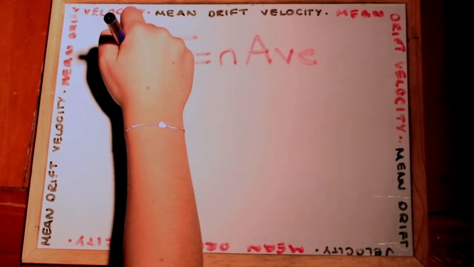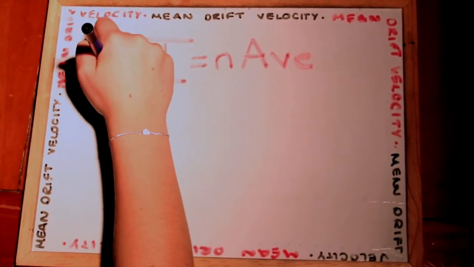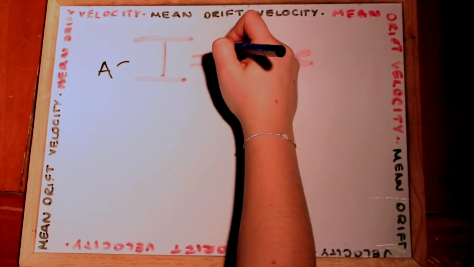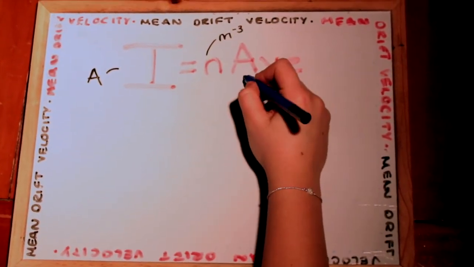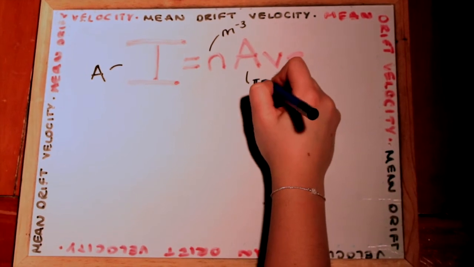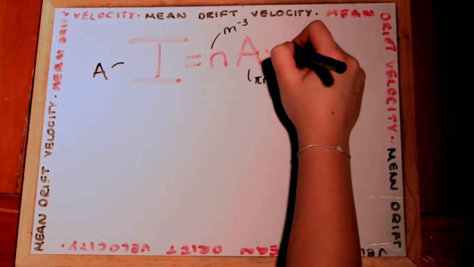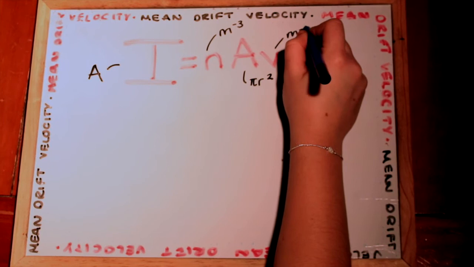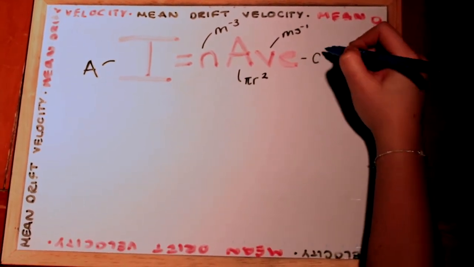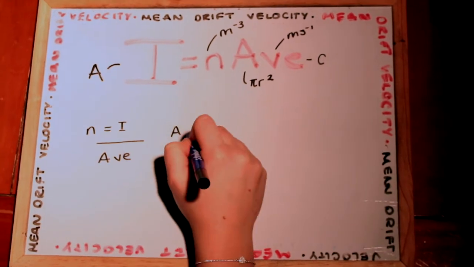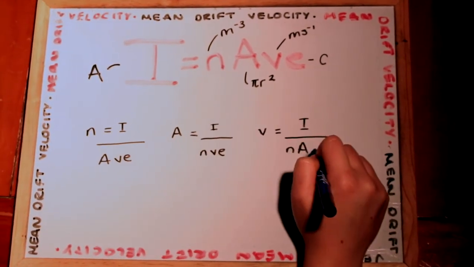In the equation, I equals current, which is measured in amps. N equals the number density, which is the number of free electrons per meter cubed. A equals the cross-sectional area found using pi r squared, and V equals the mean drift velocity measured in meters per second. And below is the different ways that the equation can be rearranged.